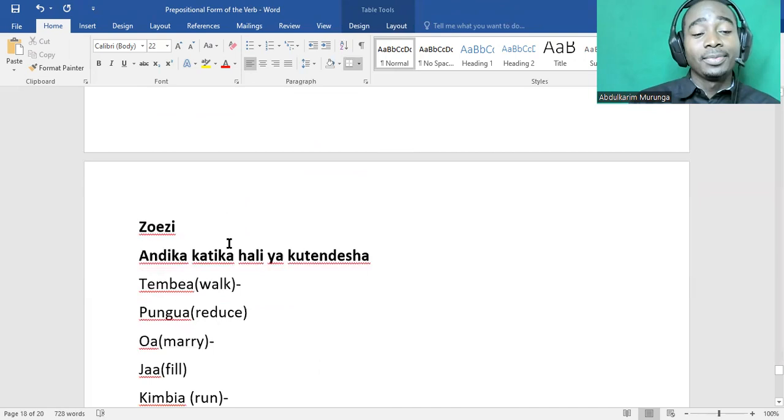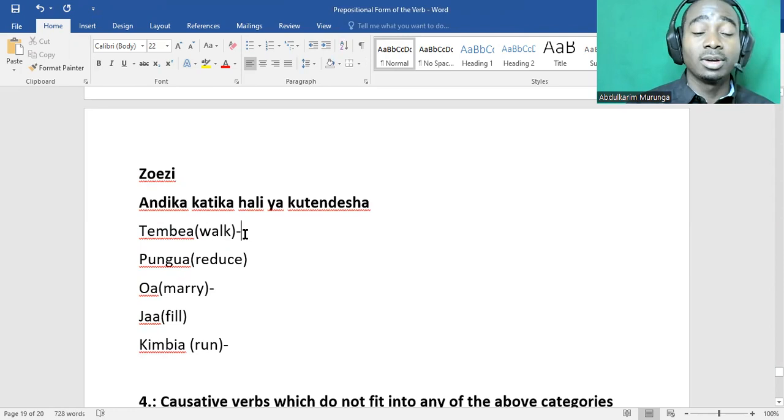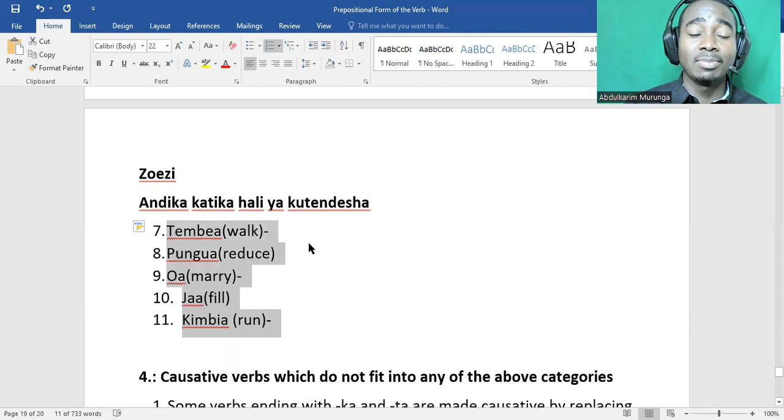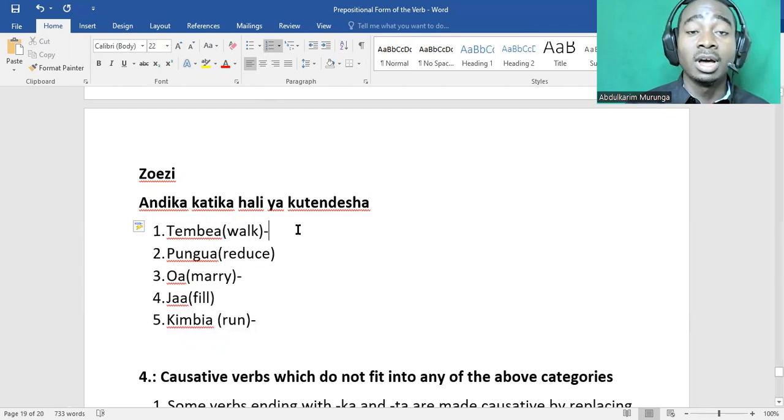Zoezi, exercise. Now, I want you to make these verbs causative. Andika katika hali ya kutendesha. You make these verbs causative, okay? You write in the comment section below. The first one is tembea. Let me number them. Tembea. Tembea is to walk. How do you say make someone to walk or assist someone to walk? How do you say? Write in the comment section below and I'll see.